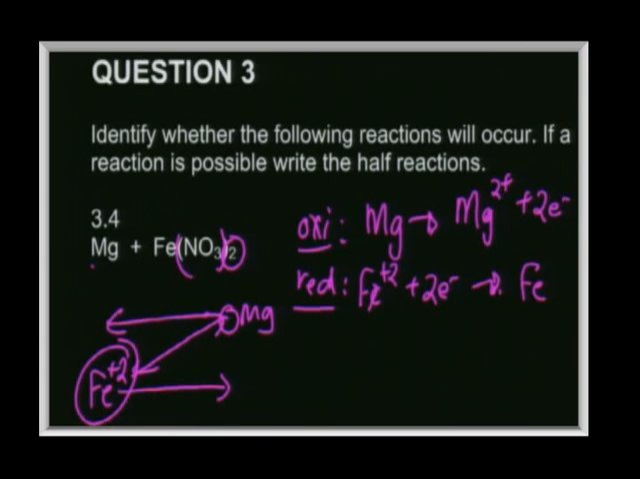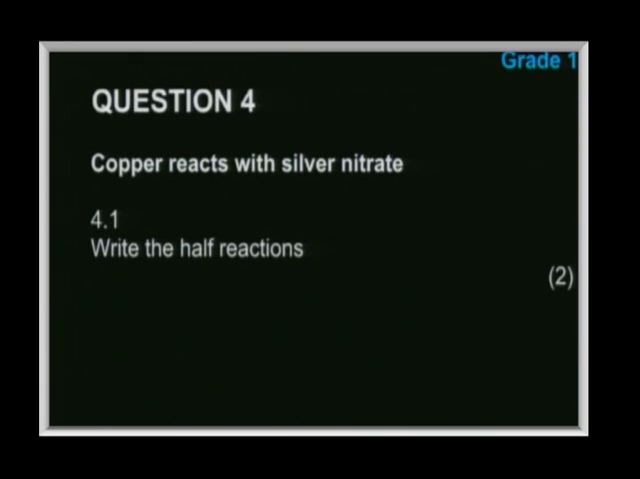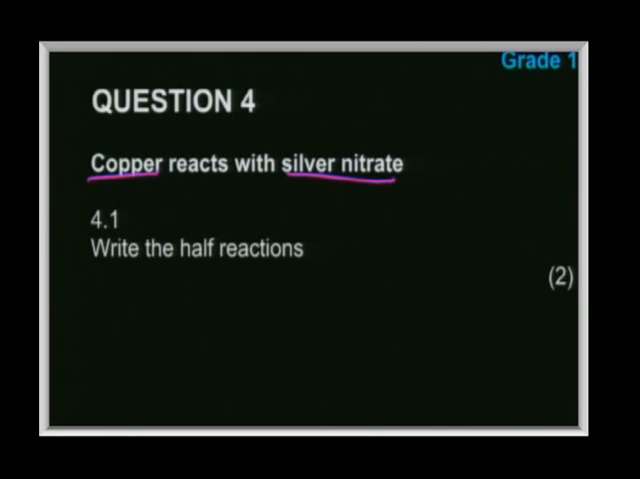So that is question 3, very quickly. Question 4 gives us a nice example, which is a practical one that we look at. They tell us that we have copper that reacts with silver nitrate. Now, if your teacher has ever done this experiment in class, you'll know it gives a beautiful result. You start off with silver nitrate, which is a colorless solution.